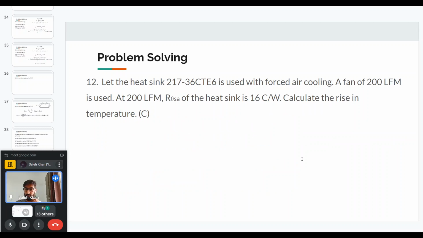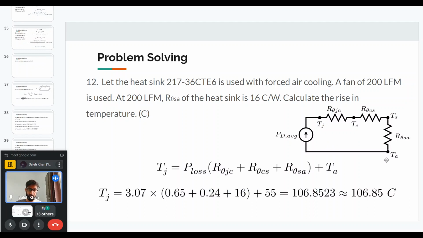So lastly, we have this question where a heatsink is chosen and it is used with forced air cooling, and a particular fan is used, and because of this fan, the thermal resistance of the heatsink is only 16 centigrade per watt, and we are asked to calculate the rise in temperature. That is the junction temperature using this heatsink. Again, we use the basic circuit. Here, the junction to case and case to sink are given in the device data sheet as we know, 0.65 and 0.24.